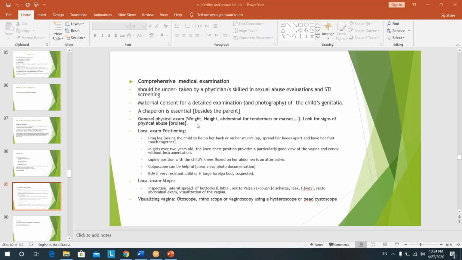General examination for the weight, the height, abdominal examination, any tenderness, any masses. Look for signs of sexual abuse, like any bruises on her body. Local examination, as Dr. Atidal said, in the frog leg position, the patient can lie on her mother's lap, with her knees separated and her feet touching together. This is called the frog leg position, or knee chest position if the patient is more than 2 years old, or supine position. I will look by inspection at the buttock and the labia. The patient can do a Valsalva maneuver like that.